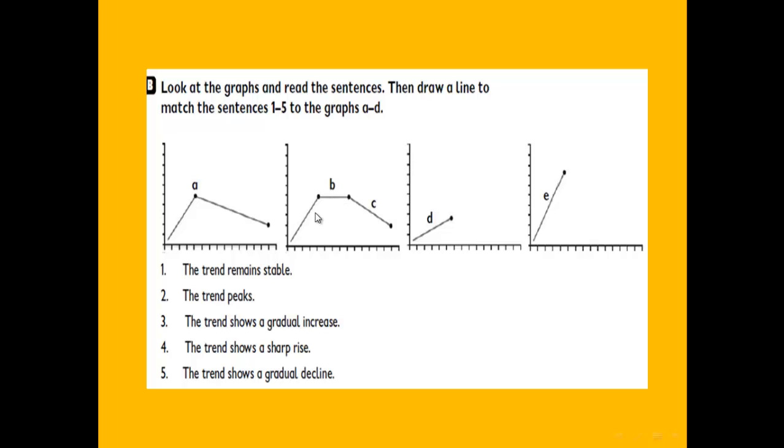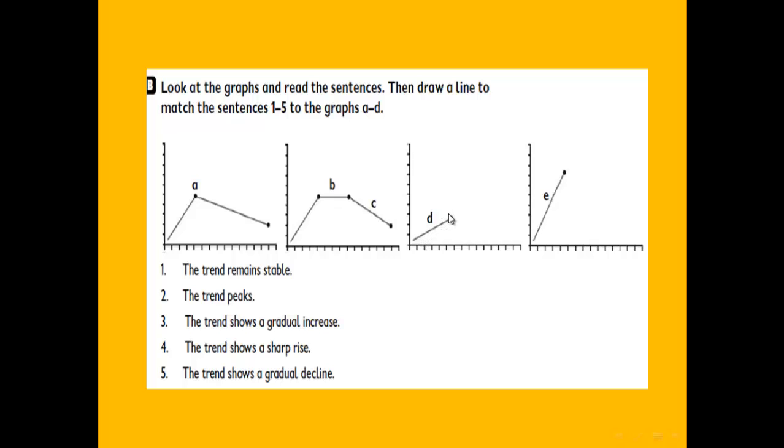Number 2, the trend peaks. The trend peaks here, it's number A. Peaks here means to reach a high point. Number 3, the trend shows a gradual increase. Here, number D, because it increases gradually.